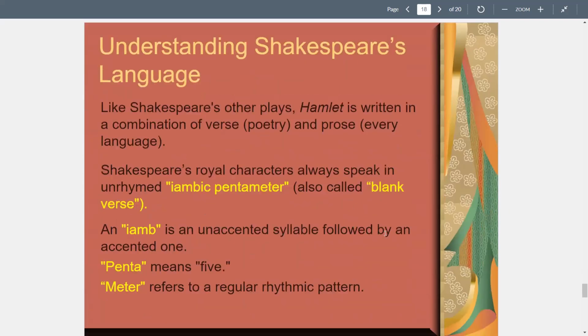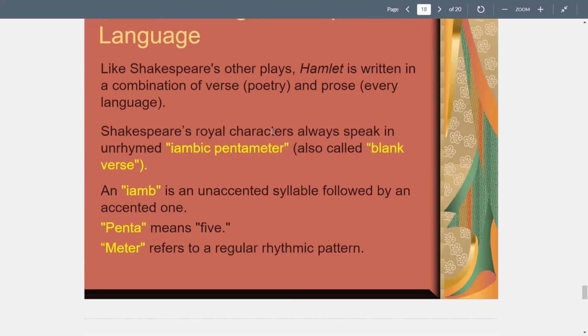So, understanding Shakespeare's language: like Shakespeare's other plays, Hamlet is written in a combination of verse, poetry, and prose, or everyday language. Midsummer Night's Dream and the comedies are not as much, but the royal characters will still speak an unrhymed iambic pentameter called blank verse. And an iamb is an unaccented syllable followed by an accented one. Penta means five, so it means there are 5 beats per line, and meter refers to a regular rhythmic pattern.